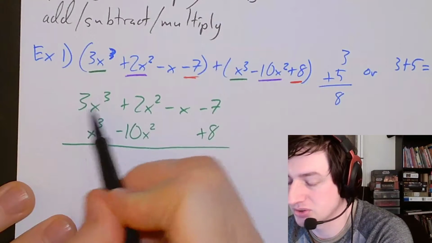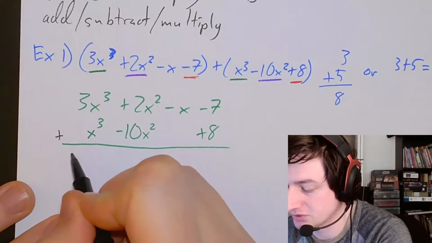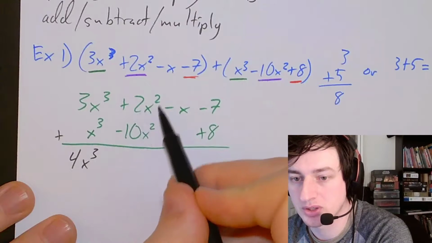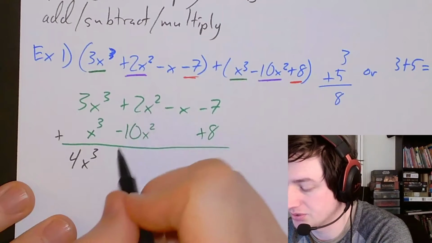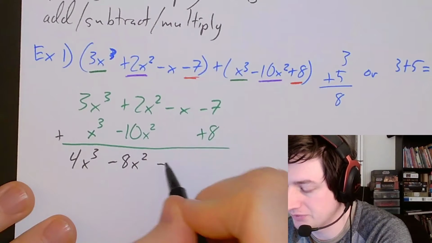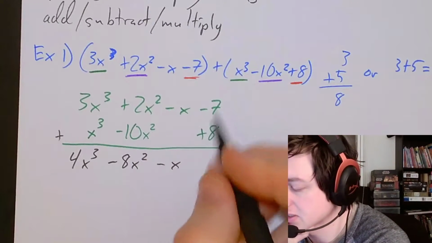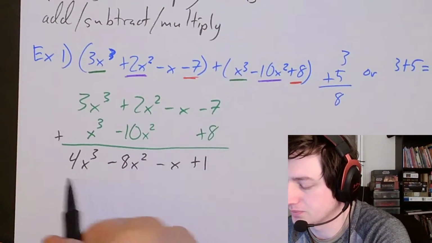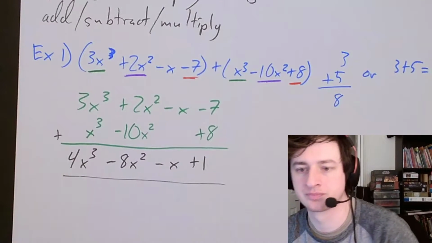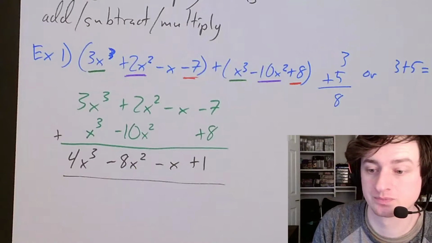So 3x cubed plus a single x gives us 4x cubed. 2x squared minus 10x squared. Well, 2 minus 10 is a minus 8. We just bring down the single negative x. And then negative 7 plus an 8 is just a plus 1. And so this is our answer. Okay, so that's one way to do this.